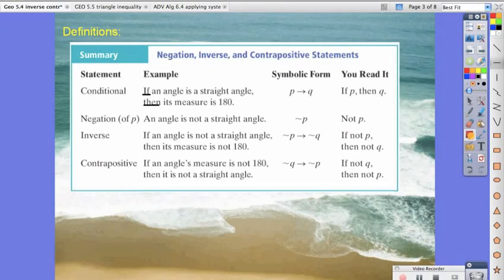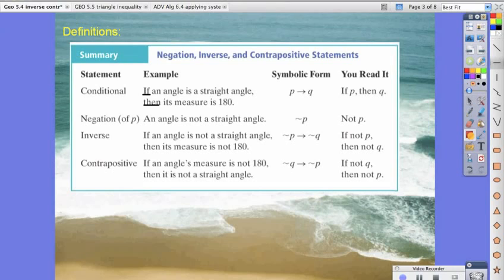Now, the symbolic form, or the way you'll see it in later mathematics classes if you take them, says that P implies Q, where P is the hypothesis and Q is the conclusion. When you read it, it's pronounced if P, then Q.